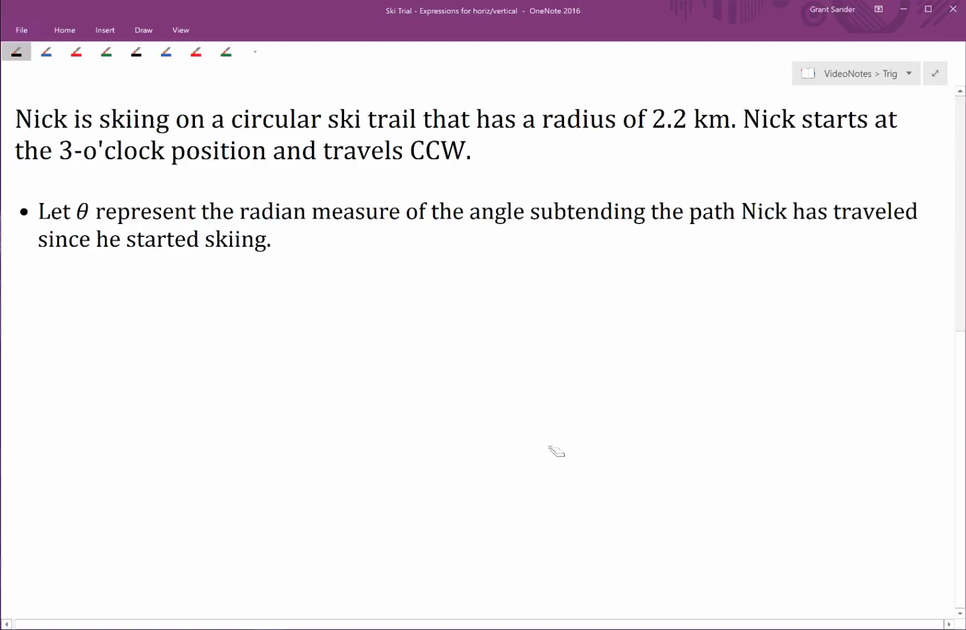Let's consider the following scenario. Nick is skiing on a circular ski trail that has a radius of 2.2 kilometers. Nick starts at the 3 o'clock position and travels counterclockwise. We will let theta represent the radian measure of the angle that subtends the path Nick has traveled since he started skiing. So we should start by drawing a diagram of this.